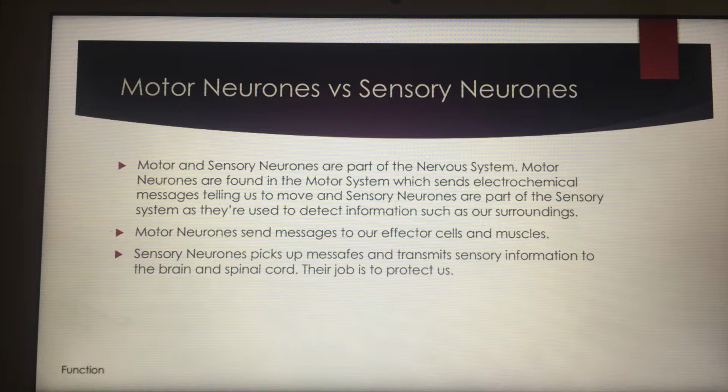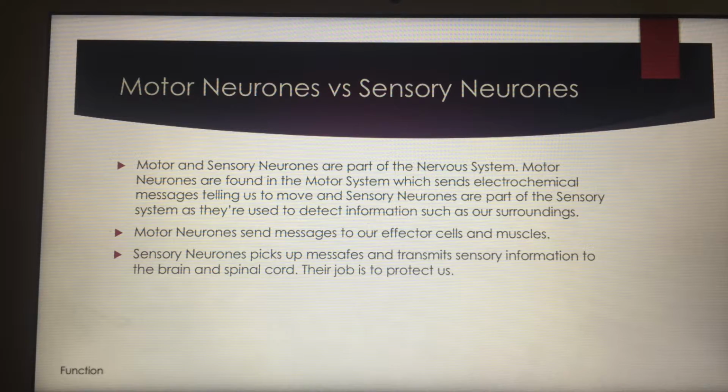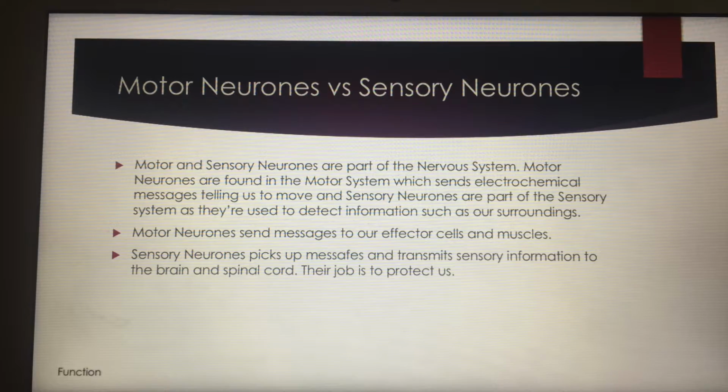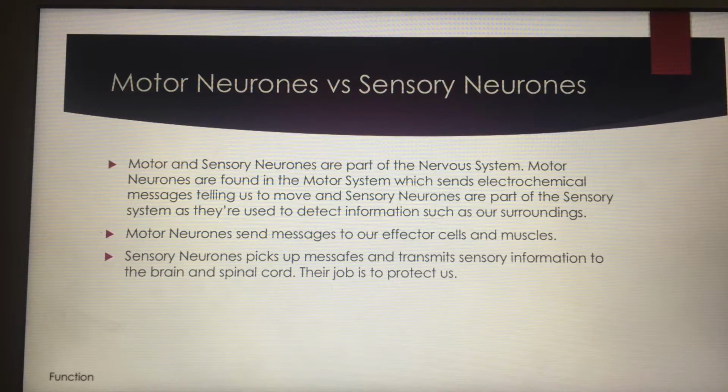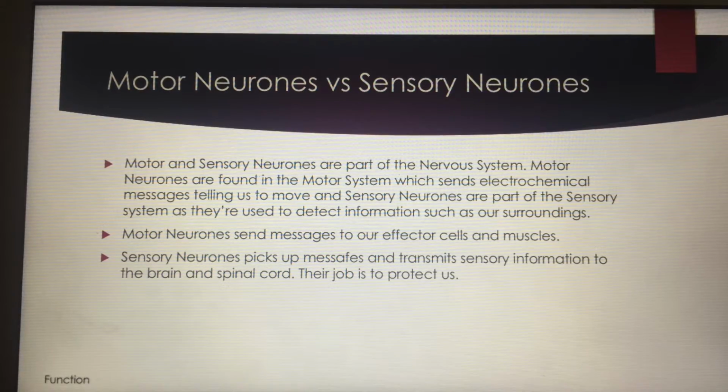Neuron messages come from the central nervous system. They start at the dendrites and end at the terminal knobs. They work mainly in the peripheral and the central nervous system. They take messages made by the brain and send them to the muscles.